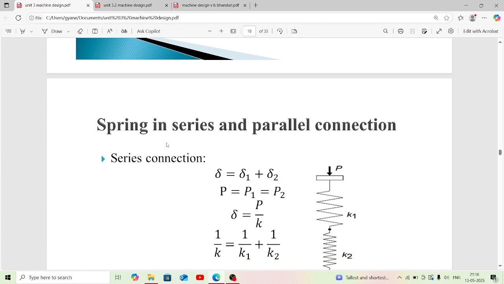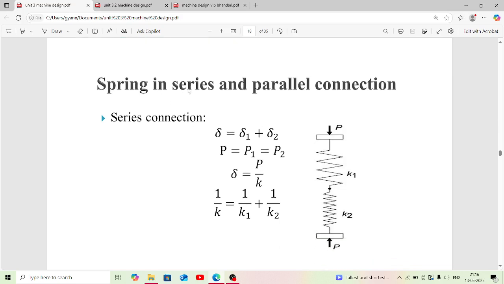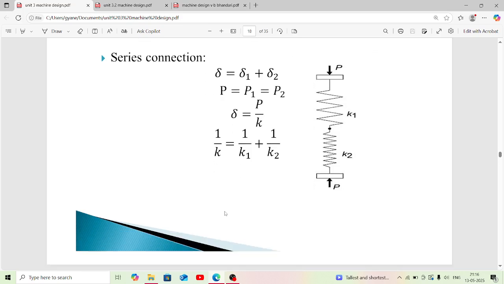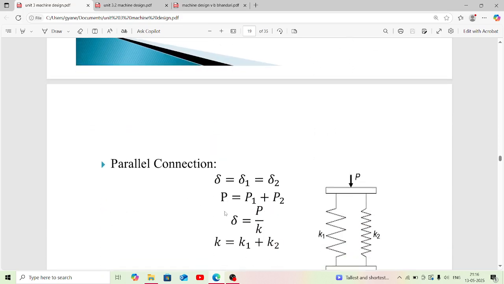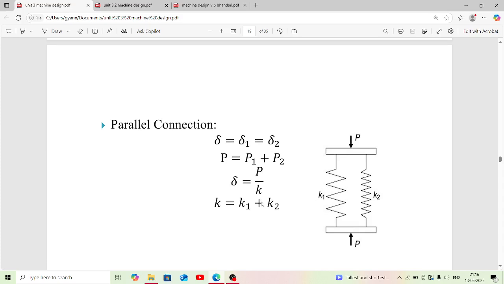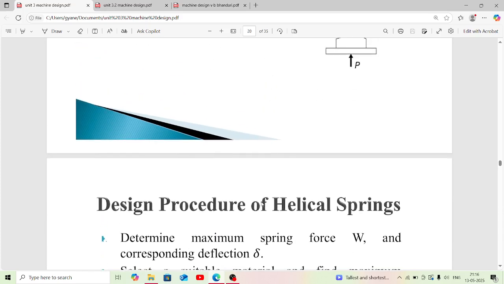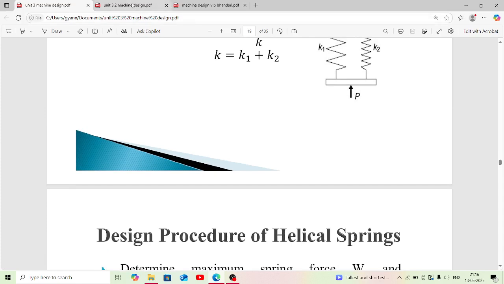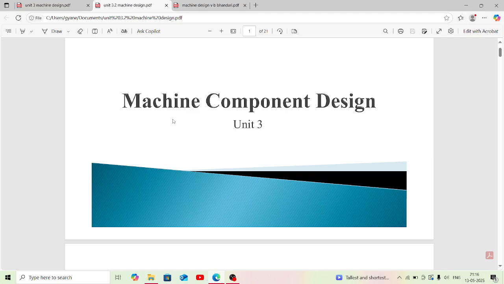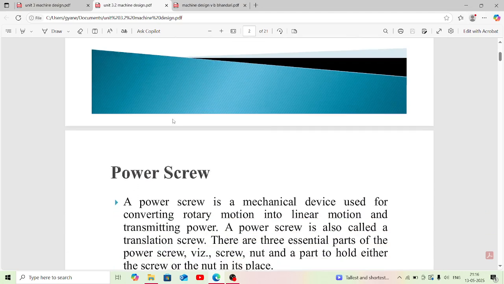And come to springs in series and parallel connection. When springs are in series, the force is equal, but the deflection is the sum of the different deflections of the springs. So by using this data, we calculate the stiffness of the spring in a series connection. Just the opposite here, the deflection is equal and the force is different in a parallel connection. So we have completed this, and come to what we will cover in this class.